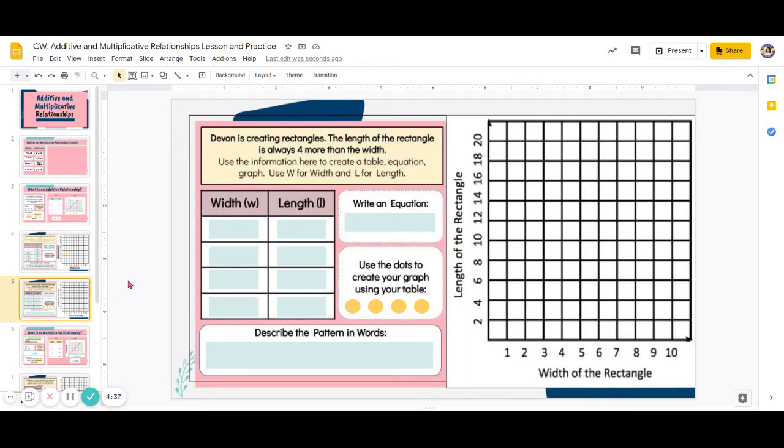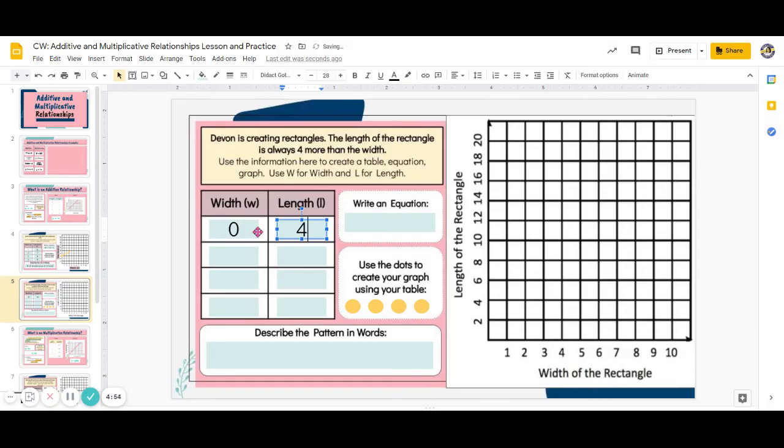Okay, so next one. Devon is creating rectangles. The length of the rectangle is always 4 more than the width. So what if I don't have a width? Well, then my length is going to be 4. Realistically, that probably won't happen, but for the sake of the graph, we're going to use that. If I have a width of 1, it's always going to be 4 more, so then it'll be 5. For 2, I have 4 more than that, that'll be 6. For 3, 4 more than that, it's going to be 7.